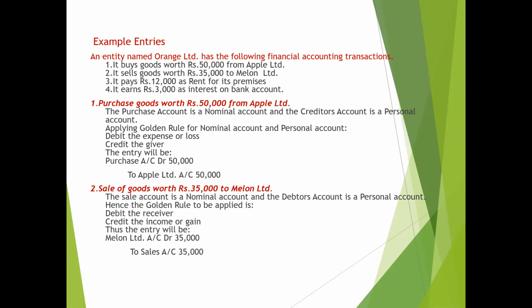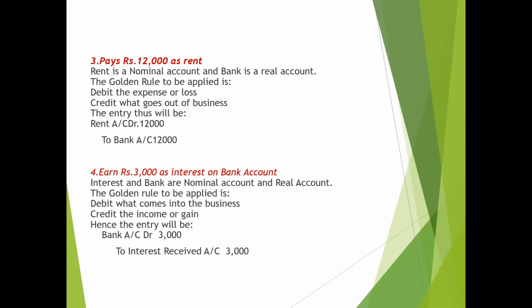So we have discussed these two entries. The next one: pays rupees 12,000 as rent. Rent is a nominal account and bank is a real account. So what are the golden rules here? Debit the expenses or losses, because rent paid is an expense. Suppose the rent is received, then it is credit the income. Here we clearly know about the payment. Paid means debit. So debit the expenses or loss.